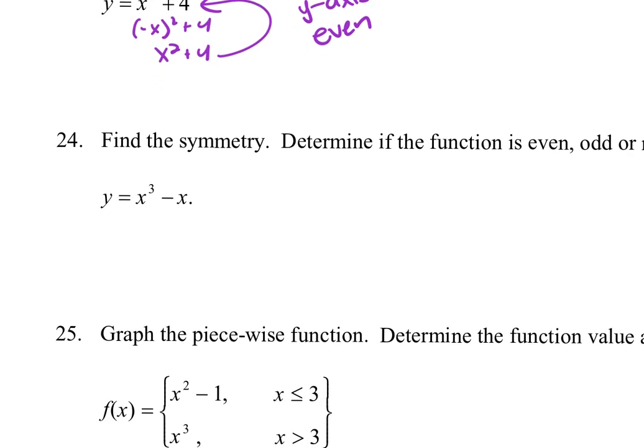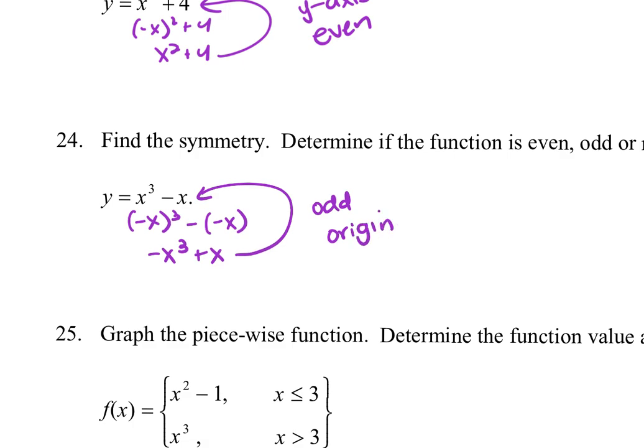For 24, you'd get negative x to the third minus a negative x, so you'd get negative x to the third plus x. Not the same, but each sign has changed, which means this is odd and symmetric to the origin.